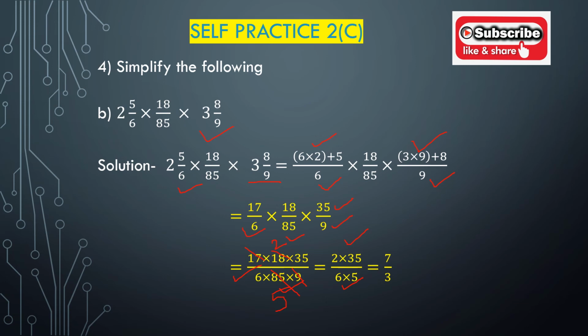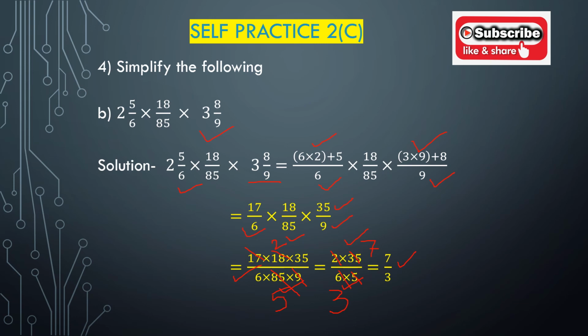Now we cancel this 5 with 35, that is 5 multiplied with 7 is 35. So we get 2 multiplied with 7, and cancel this 2 with 6. 2 multiplied with 3 is 6. So we get 7 in the numerator and 3 in the denominator. So we get 7 divided by 3.